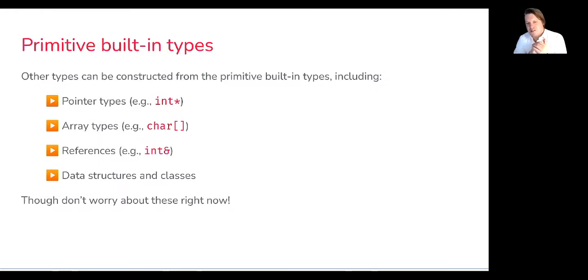And then data structures and classes. We can use combinations of these primitive types or even the compound types to kind of create elaborate collections of details or specific abstractions of entities that we'd like to represent in our program. But again, don't worry about these right now. We'll get to them in due time.